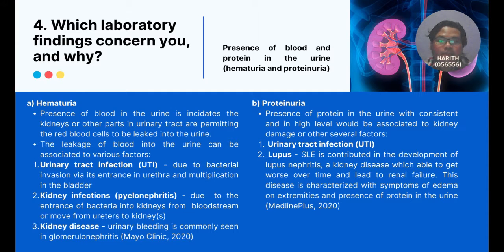Meanwhile, proteinuria, the presence of protein in the urine at a consistent and high level, would be associated with kidney damage or other factors, such as urinary tract infection, or UTI. Another cause is lupus, in which systemic lupus erythematosus contributes to the development of lupus nephritis, a kidney disease that can get worse over time and lead to renal failure. This disease is characterized by symptoms of edema on the extremities and the presence of protein in the urine.